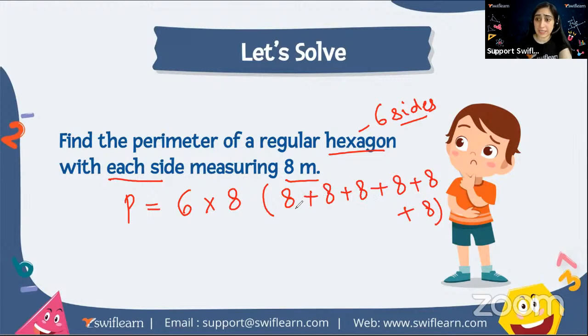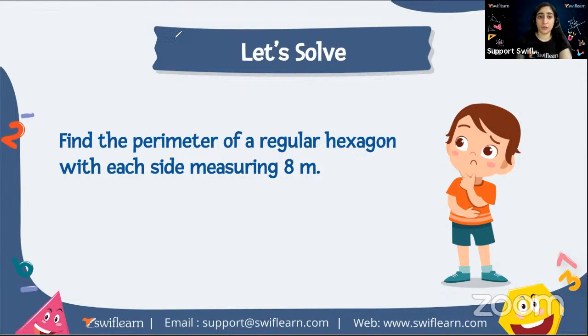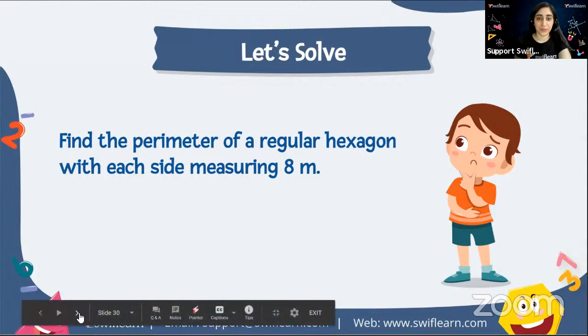So now when I'm adding 8, 6 times, I can directly say the perimeter will be 6 into 8, which comes out to be 48 meter, because the unit given here is meter. So I need the answer in meter only. Clear? So the unit is also very important. You cannot say it's centimeter, it's meter. So the answer has to be also in meter. Well done. I hope now you're able to solve these questions. Let's move to the next question.